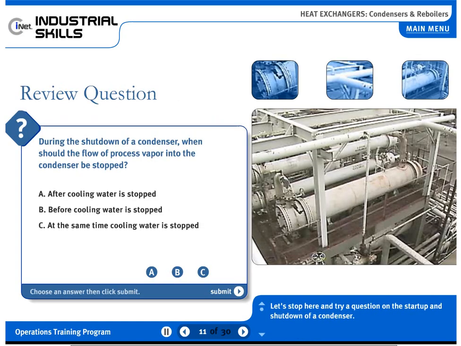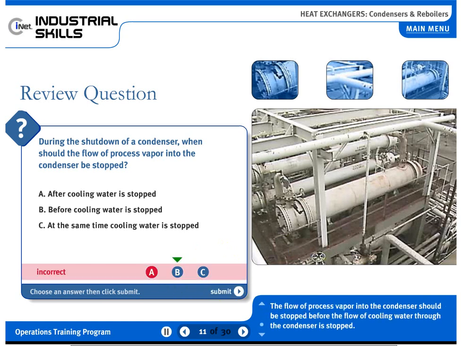Let's stop here and try a question on the startup and shutdown of a condenser. During the shutdown of a condenser, when should the flow of process vapor into the condenser be stopped? That's incorrect. The flow of process vapor into the condenser should be stopped before the flow of cooling water through the condenser is stopped.